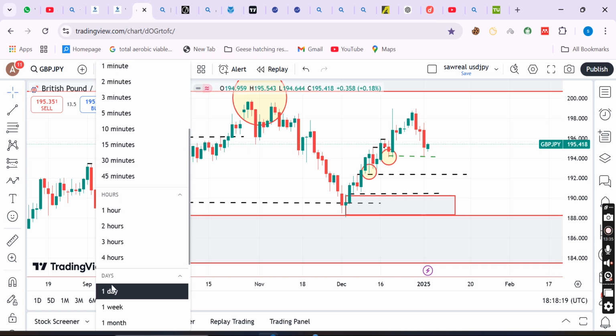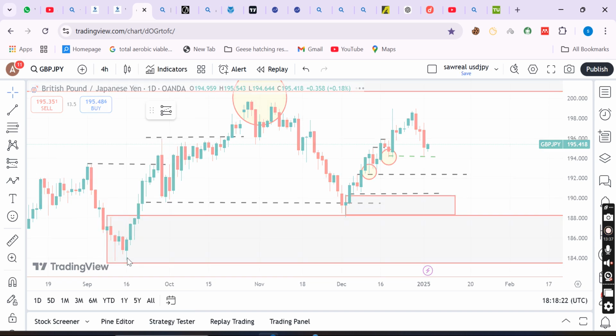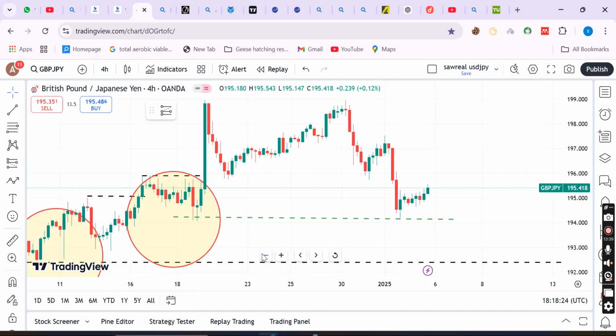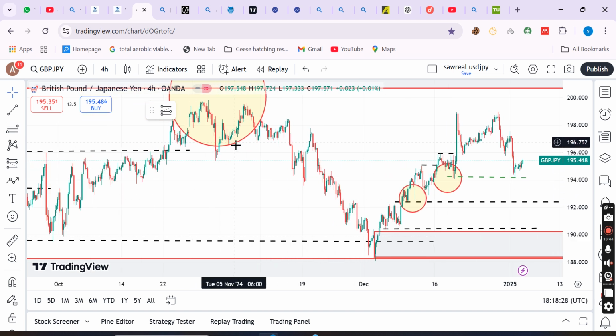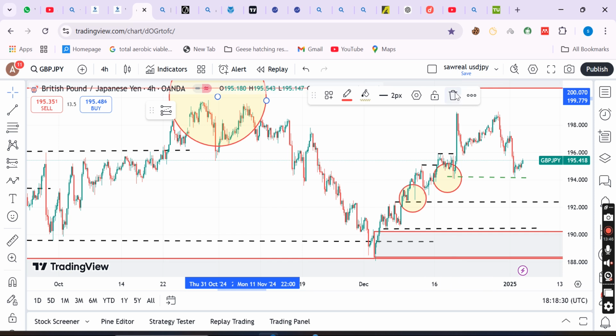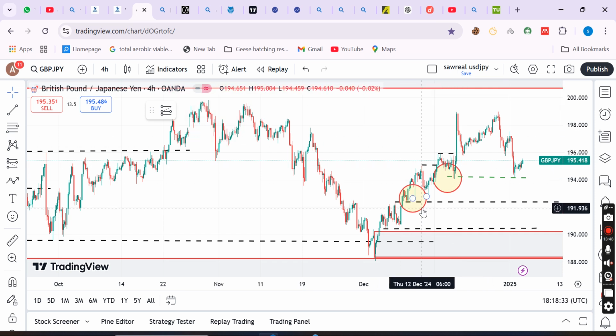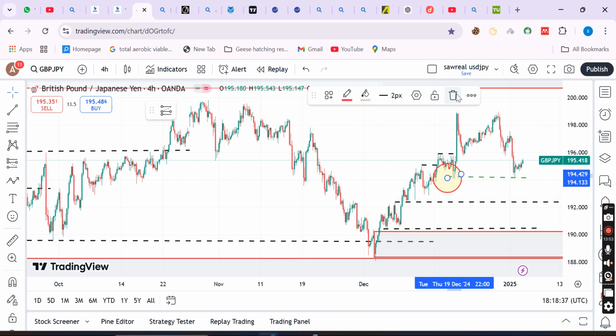So let's look at the 4 hours, right? I think it's much clearer on the 4 hour time frame. So basically that is it.